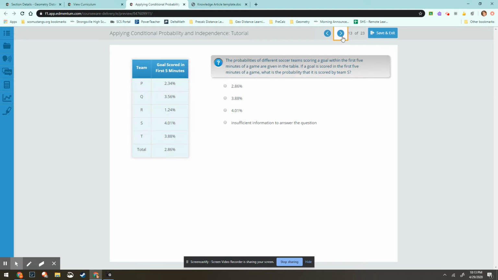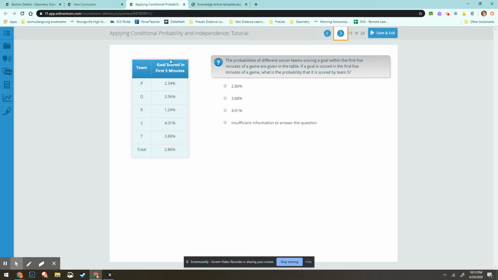Okay, here's another question for us to answer. The probabilities of different soccer teams scoring a goal within the first 5 minutes of a game are given in the table. So we want to find if a goal is scored in the first 5 minutes of the game, what is the probability that it was scored by team S?